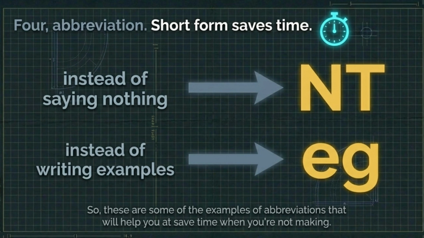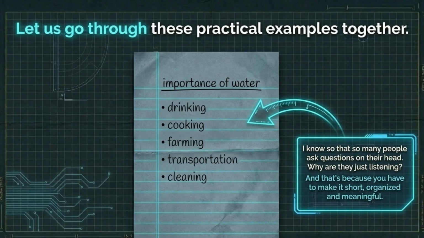Instead of saying nothing, you get to write NT. Instead of writing examples, you get to use EG. So these are some of the examples of abbreviations that will help you save time when you're note making. Let us go through these practical examples together. The topic that we have here is importance of water.